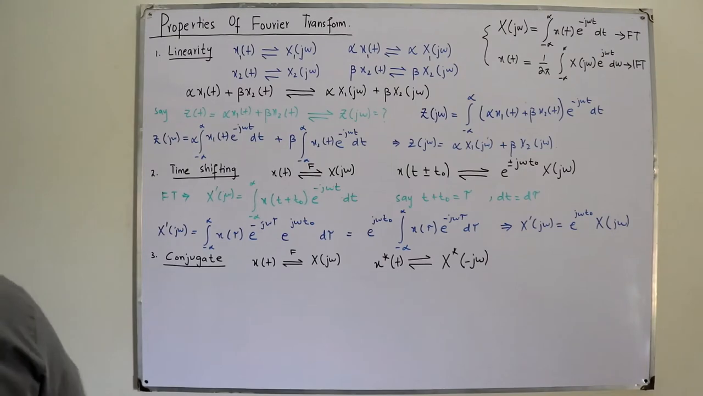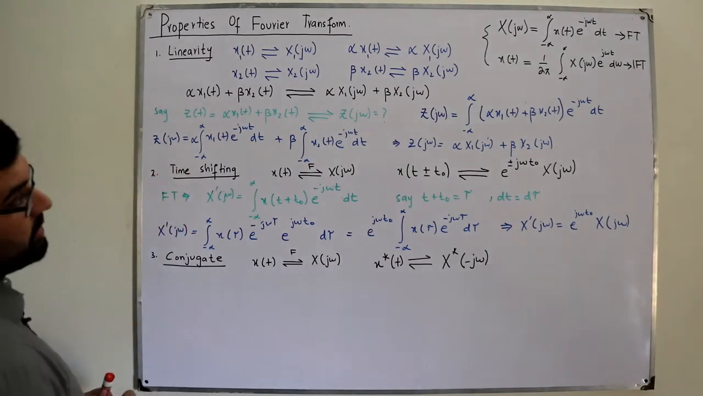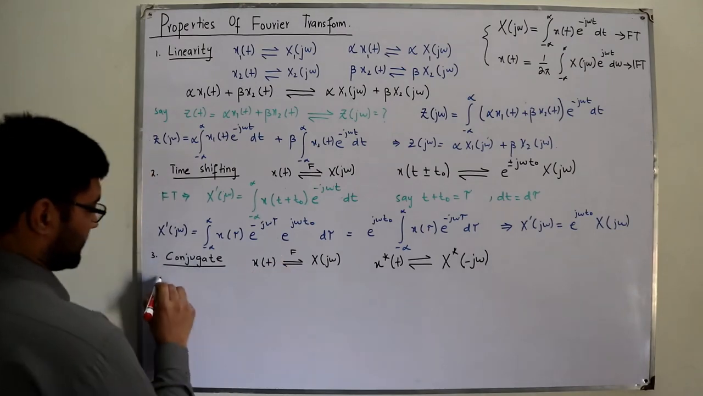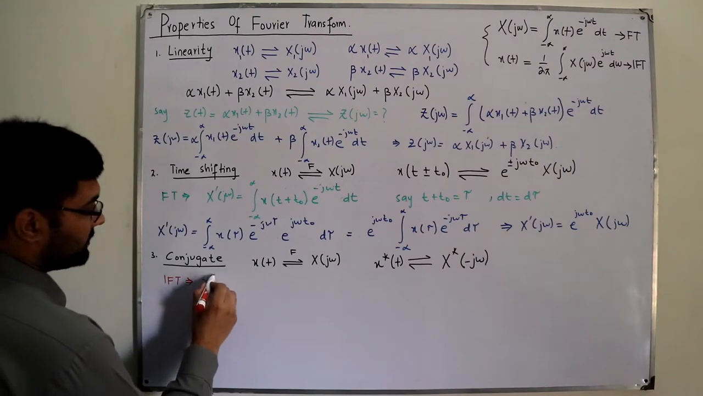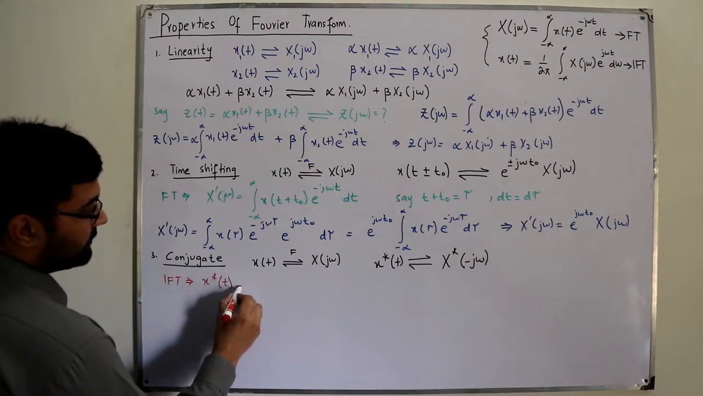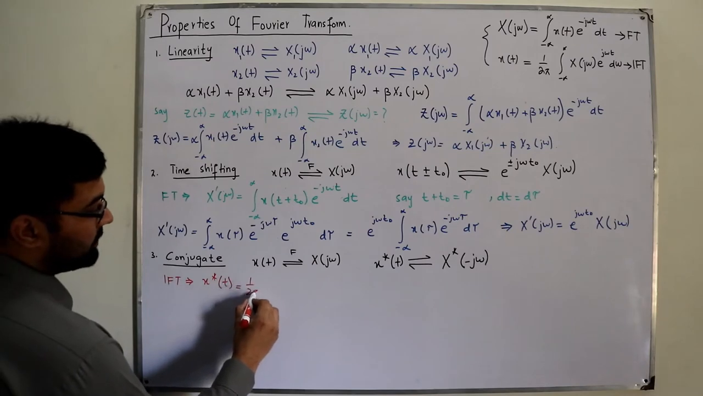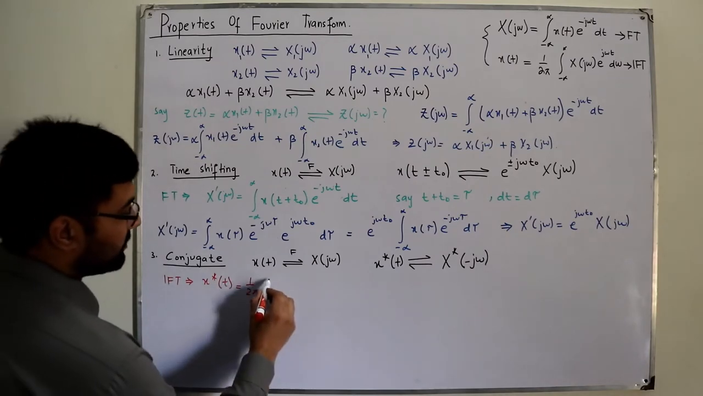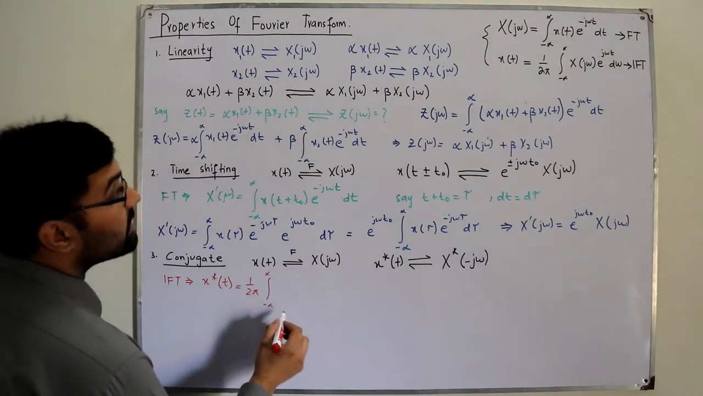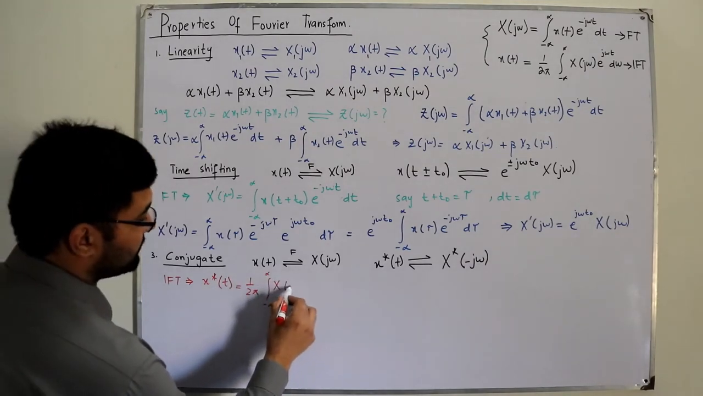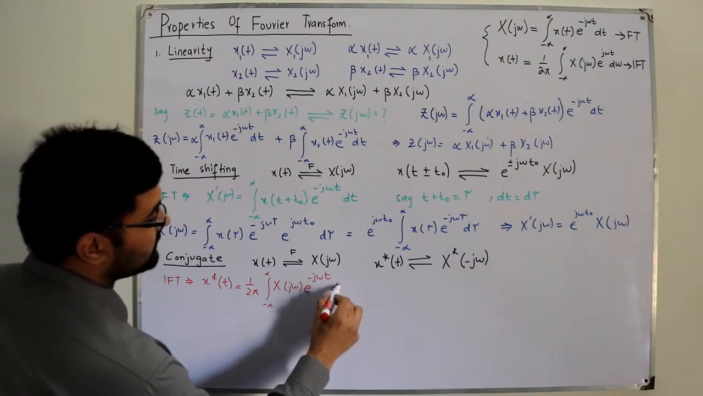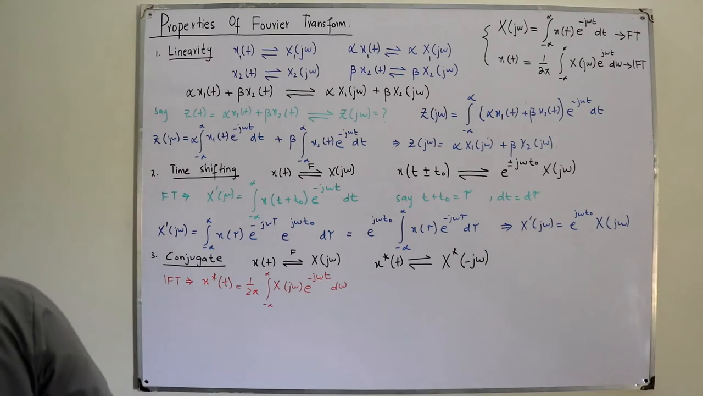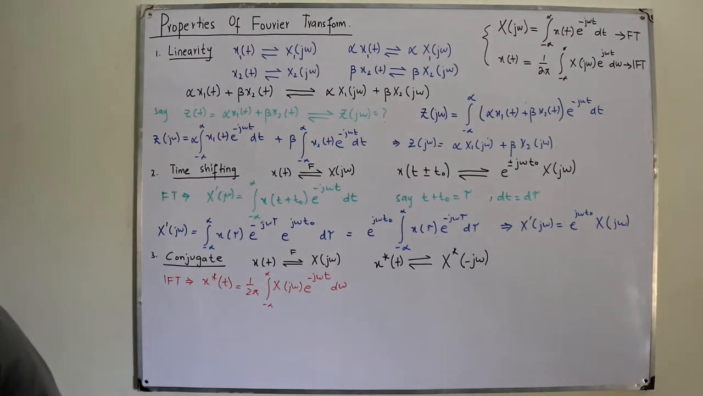Consider the inverse Fourier transform equation. And if I talk about the conjugate, so x conjugate of t would be what? It would be 1 upon 2 pi, integral from negative infinity to positive infinity. So what do you have? X conjugate of j omega, exponential of negative j omega t, and this is with respect to omega, right?